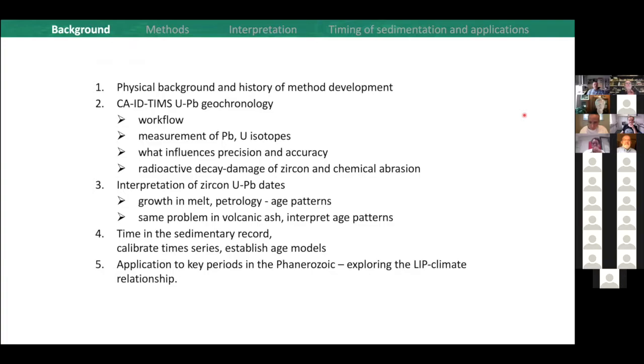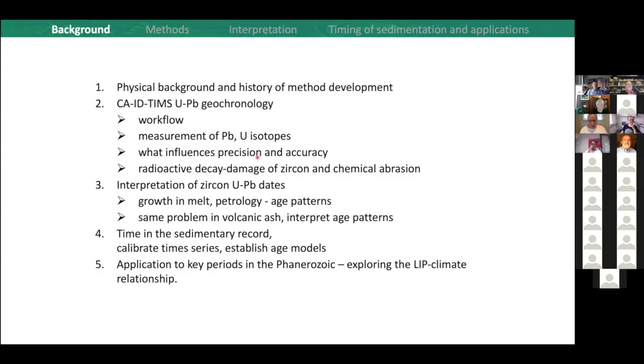So this is what I would like to speak about. I will very quickly give a bit of the physical background, and also of the history, how these methods have developed. And then we will speak mainly about one technique. This is what we call in our slang CA-ID-TIMS, so chemical abrasion, isotope dilution, thermal ionization mass spectrometry. This is the technique which gives us the highest precision, highest accuracy age information. And I will show you the workflow, how we measure uranium and lead isotopes, what actually is influencing our precision and accuracy, what is critical for this.